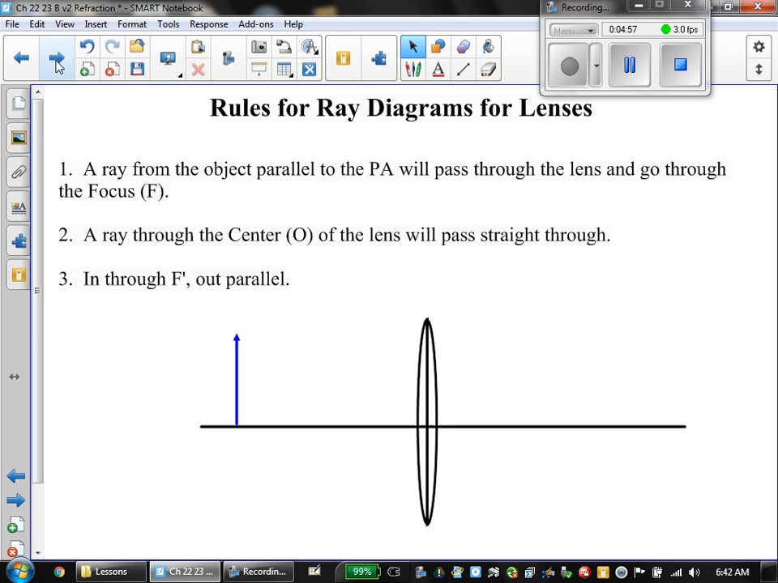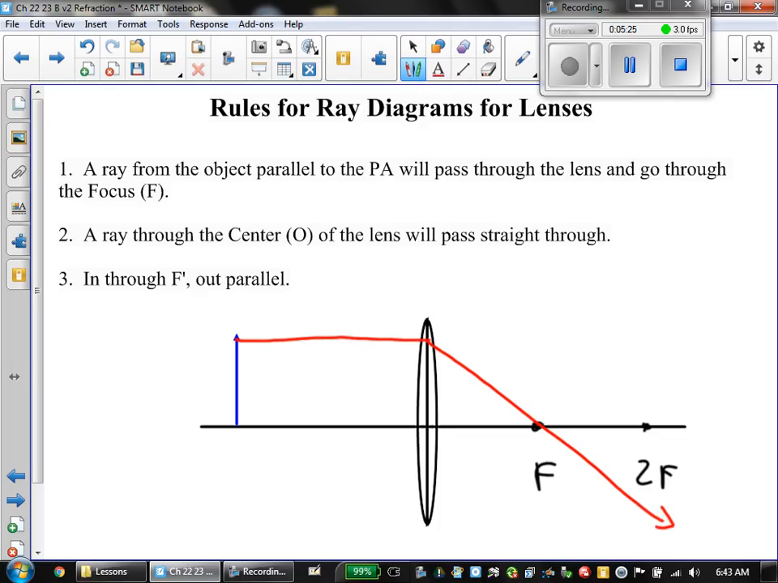Now, here are the rules for ray diagrams. And again, they're the exact same rules as before, kind of. When we did mirrors, we said a light ray from the object parallel to the principal axis will pass through the lens and go through the focus. So remember, in parallel, down through F. It's the exact same thing, except now the F is over here on this side and 2F is over here. So we send a light ray in parallel. We'll go to the top of the object, come to the center, and take it down through F. That's the first rule. That's rule 1.